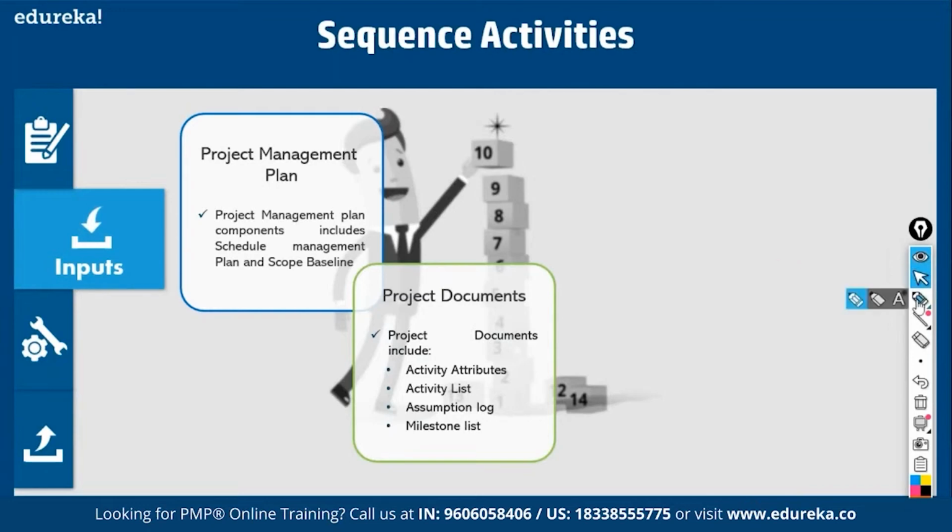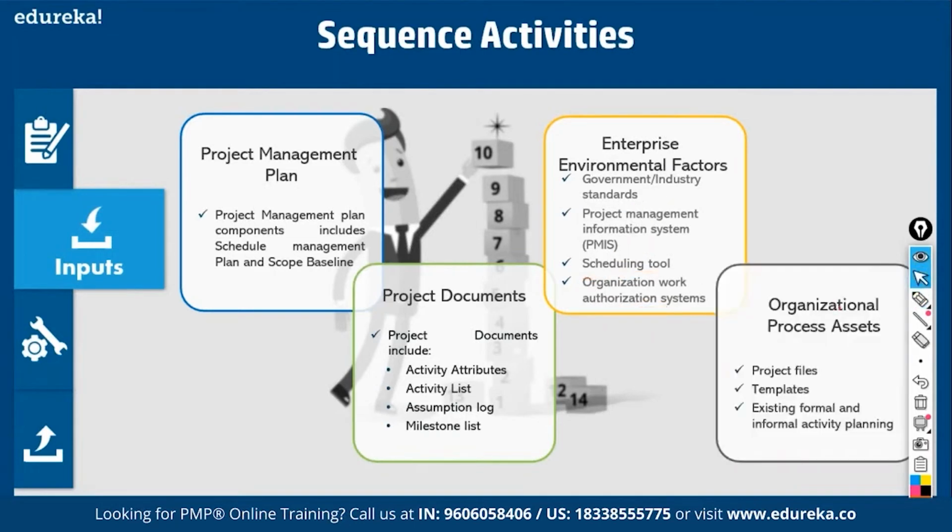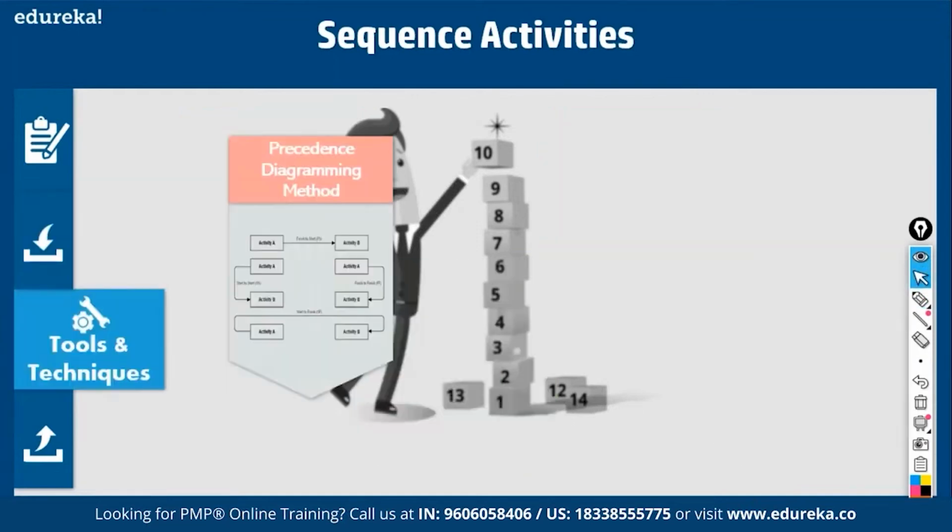So what are the project documents you require? You require a list of activities to be sequenced, their activity attributes, and the assumptions and milestones. Then enterprise factors, any PMIS. What is a PMIS? Any scheduling tool or sequencing tool that you use, right? Any work authorization system. If there are any government standards, you have to adopt them. Then organizational processes, project files, templates, etcetera. You can use them. Precedence diagramming method.